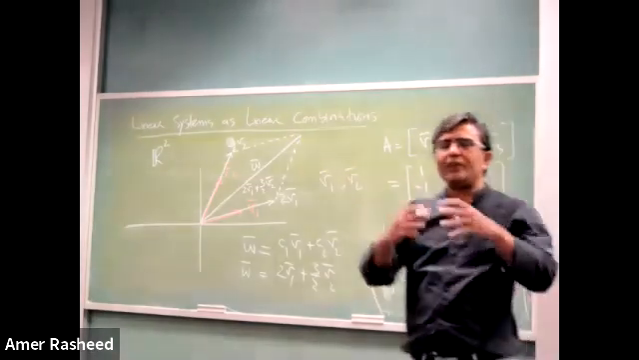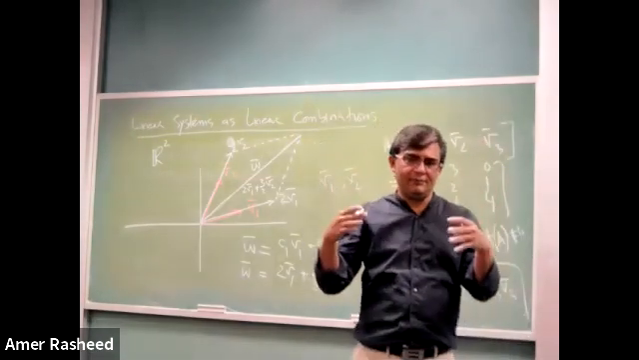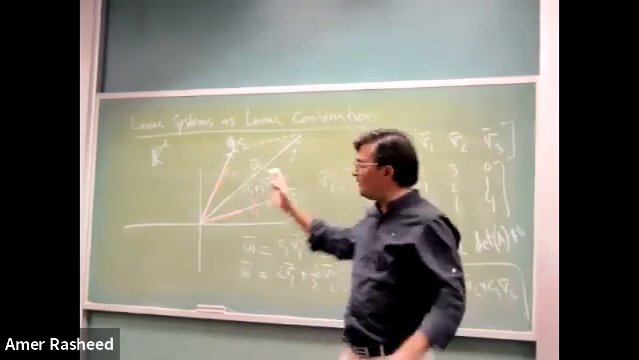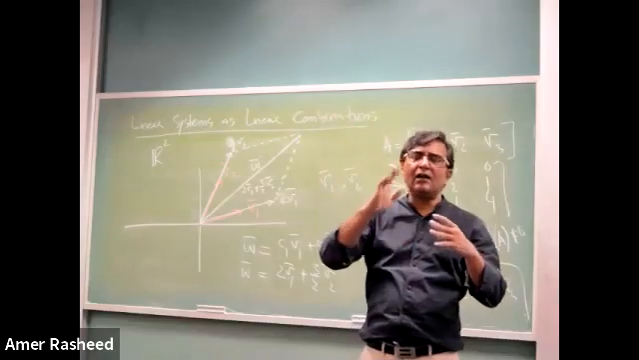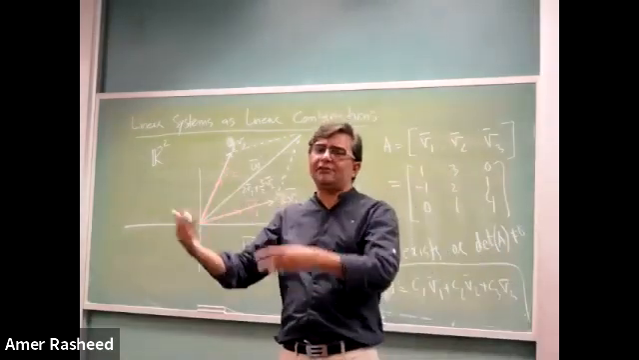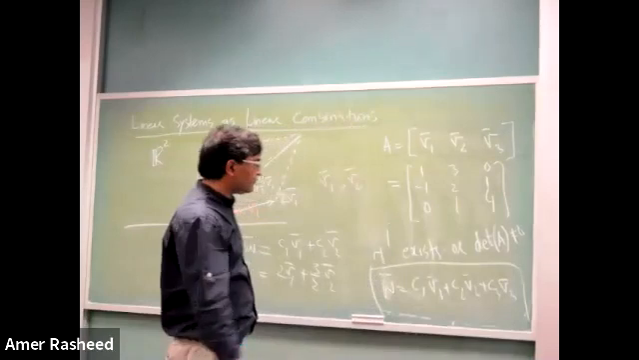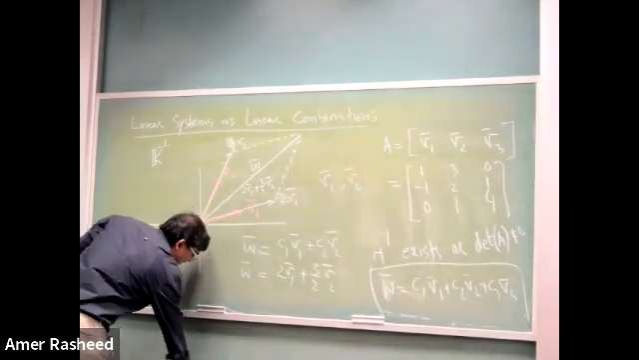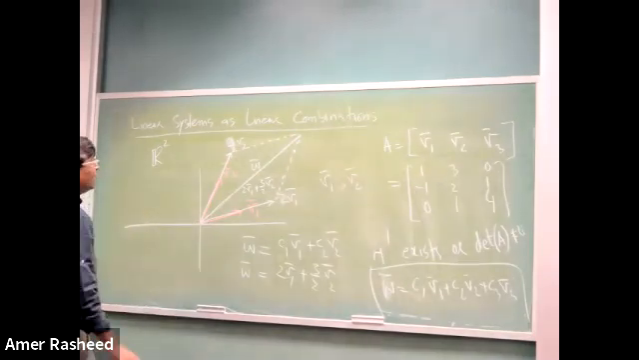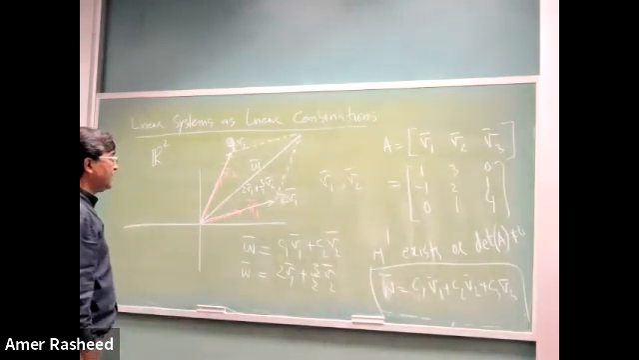In R3, it will become a parallelepiped, a 3D kind of parallelogram. So what will its diagonal be? It will be the linear combination of three vectors. I hope you get it. If you have any question, you can ask me.